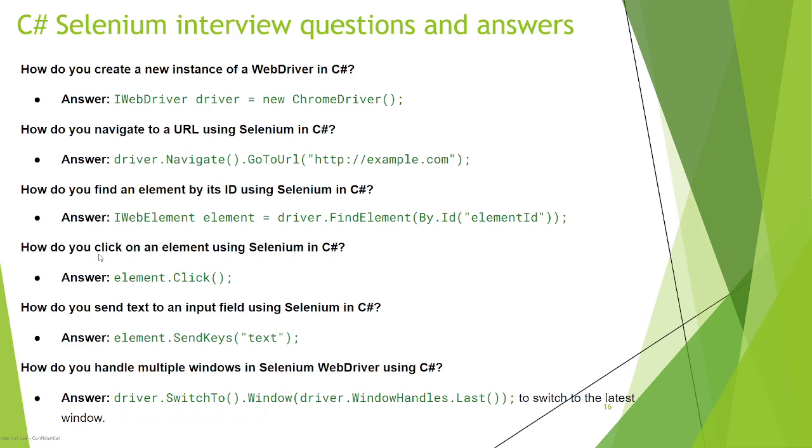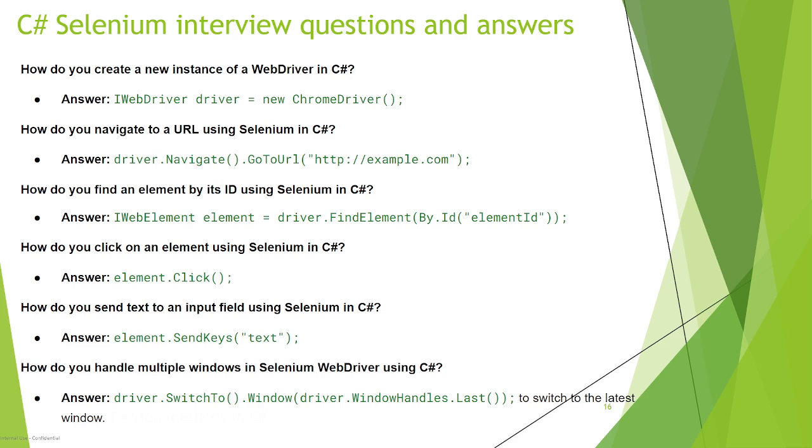How do you click on an element using Selenium in C Sharp? It should be the element.Click method. How do you send text to an input field using Selenium in C Sharp? element.SendKeys, then you put the text. How do you handle multiple windows in Selenium WebDriver using C Sharp? You should use driver.SwitchTo().Window, then you can mention driver.WindowHandles.Last to switch to the latest window.